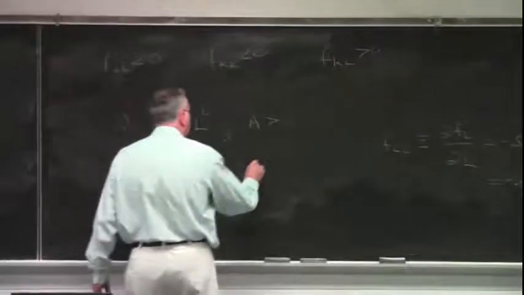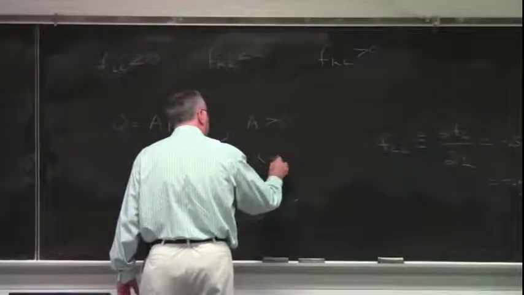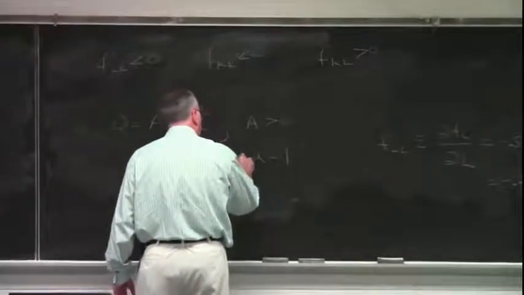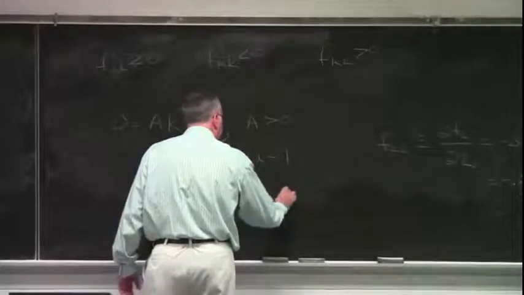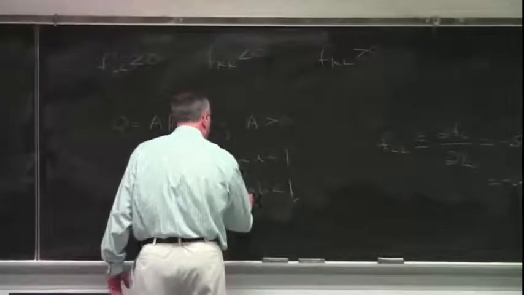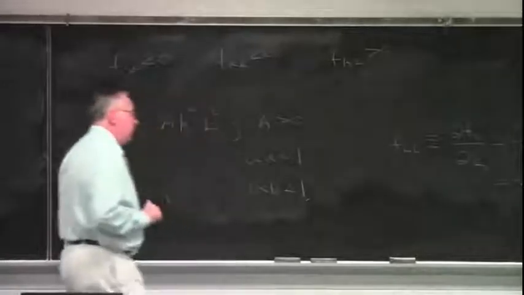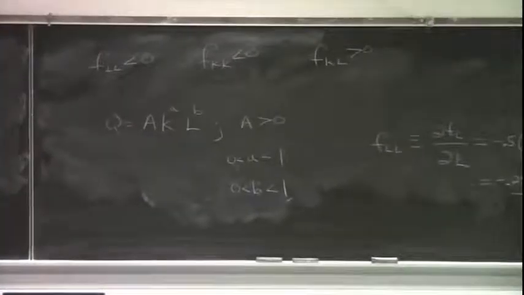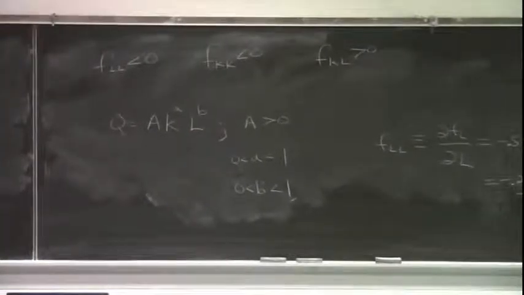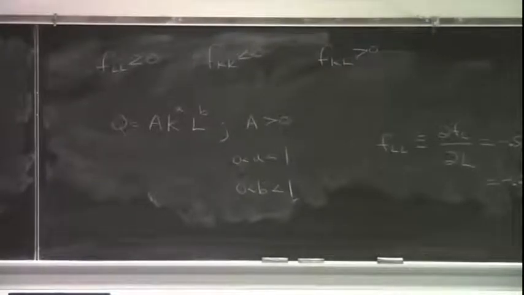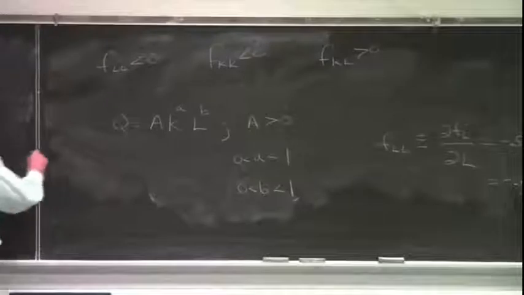Little a is assumed to be a number between 1 and 0. Little b is a number between 1 and 0. Okay. This is the general form for the Cobb-Douglas when you have two inputs, in this case capital and labor. So this is called the Cobb-Douglas.